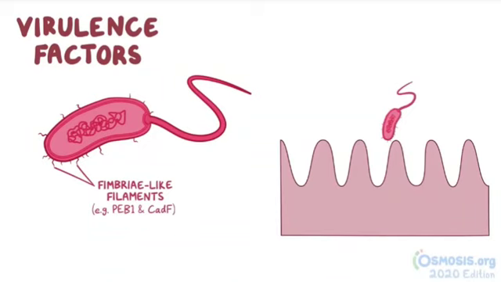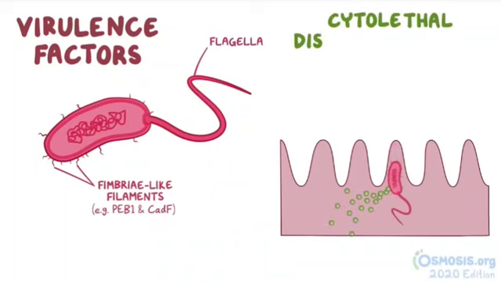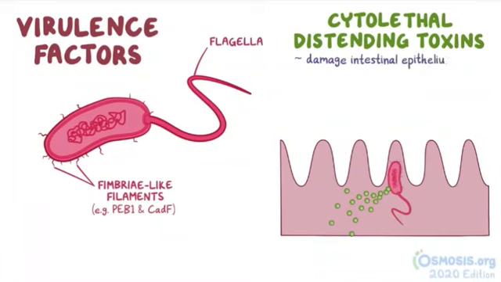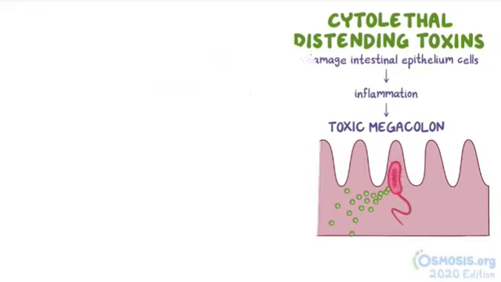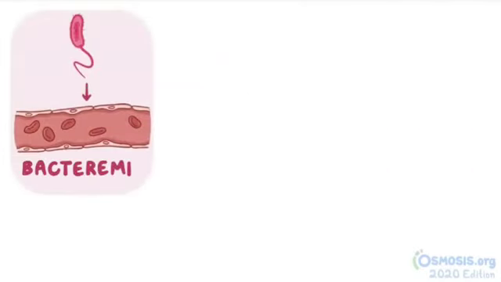There, Campylobacter jejuni uses its spiral shape and long flagella to drill into the mucosa where they release toxins called cytolethal distending toxins. These toxins damage nearby intestinal epithelial cells, further worsening the inflammation. When the inflammation and damage become pretty extensive, the colon might dilate, resulting in toxic megacolon. The bacteria can also keep drilling until they reach the bloodstream, causing bacteremia.